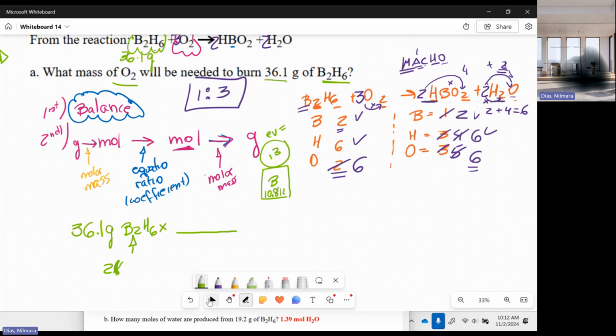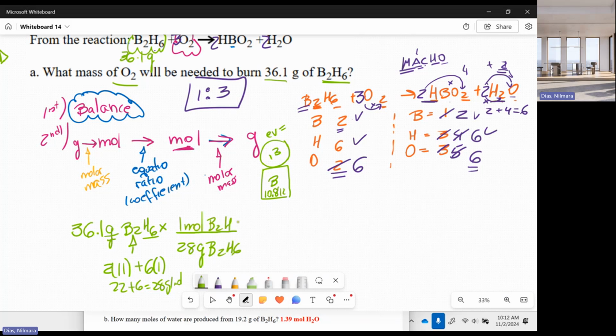Let me erase this, it's bad. So that's 2 times 11. And we have hydrogen, which is 1, so I have 6 hydrogens times 1. So 22 plus 6 is 28 grams per mole. So here we have 28 grams. Why? You always put it on the opposite side of the unit. Grams goes down here: grams of B2H6 per 1 mole of B2H6.